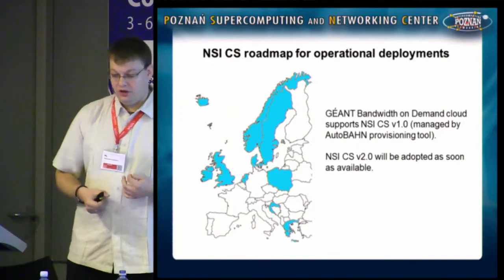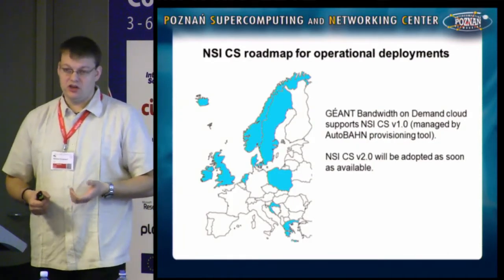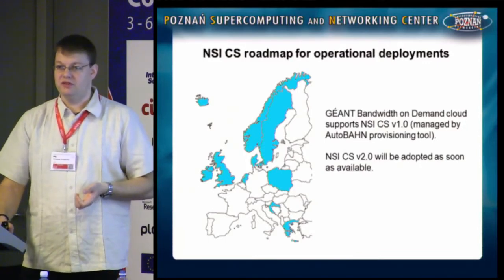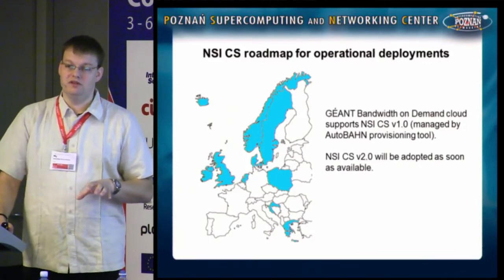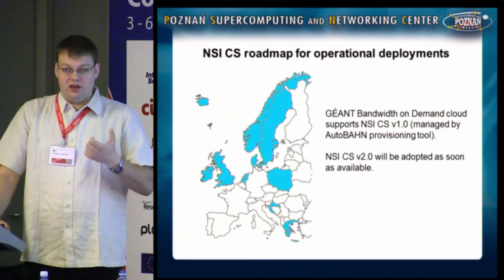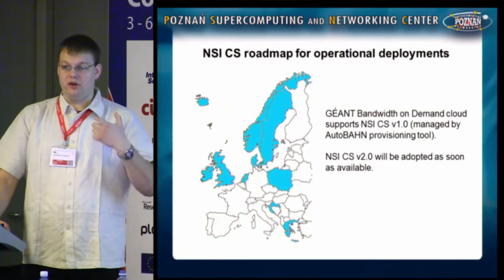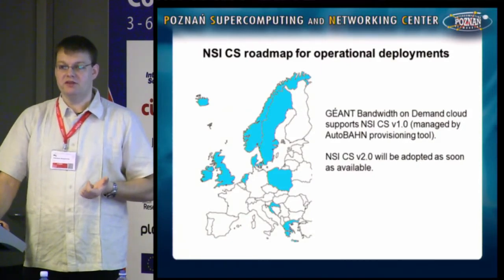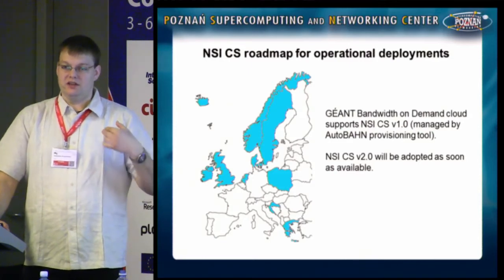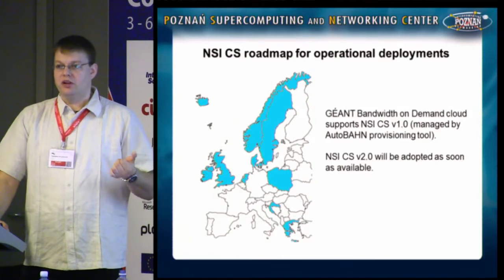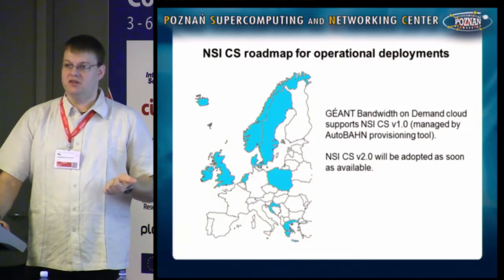So for example, in the JUMP Bandwidth on Demand service, we are using the NSI Connection Service version 1. Version 2 is going to be deployed as soon as the standard is available. And it's really operational. You can take a look. Going to the JUMP web pages, you will find the Bandwidth on Demand service. It's using the NSI. The NSI allows us to go beyond the JUMP network. So we can contact, for example, Japanese guys and set up a circuit between them.